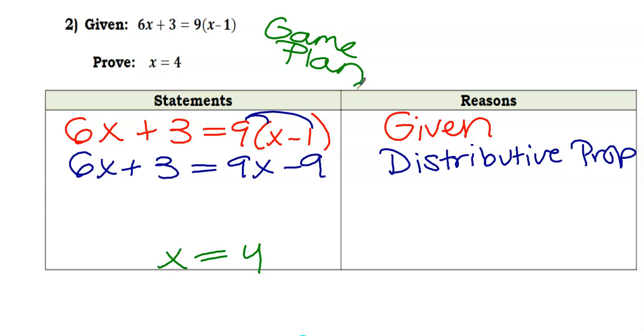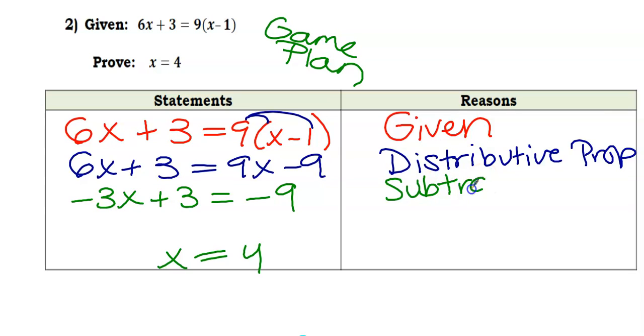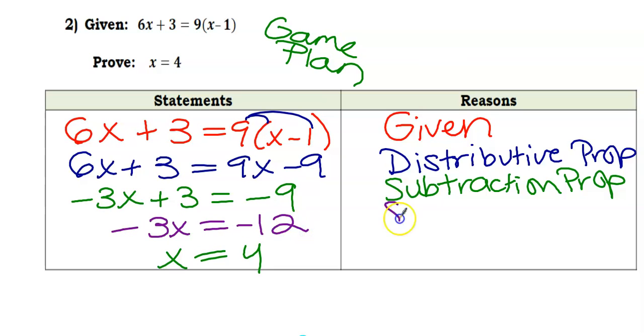All right, so I have a positive 9x. I'm going to make it negative. So I have negative 3x plus 3 equals negative 9. So that's the subtraction property. Okay? And then the same thing, same song and dance. When I subtract 3 to both sides, so negative 3x equals negative 12, that's also the subtraction property. When I do those quotes, that just means it's the one from before.